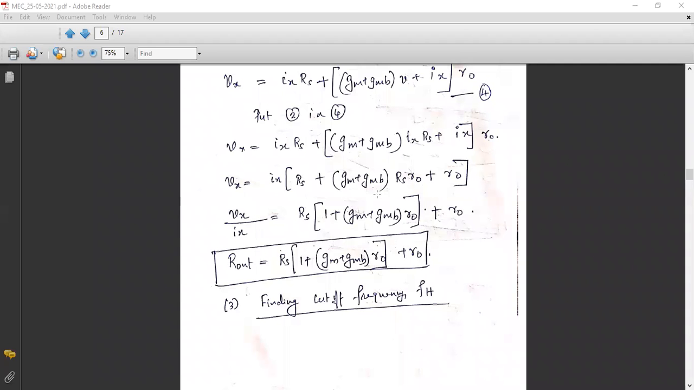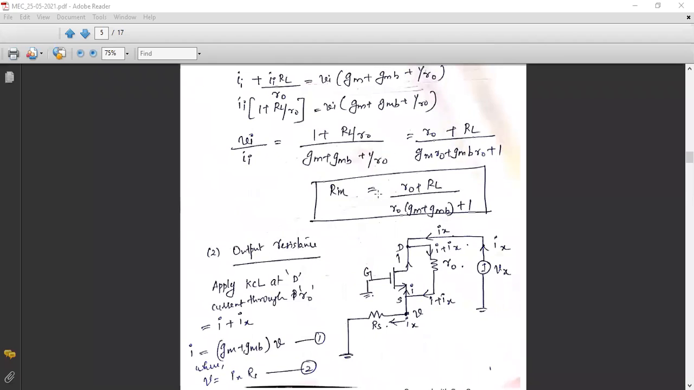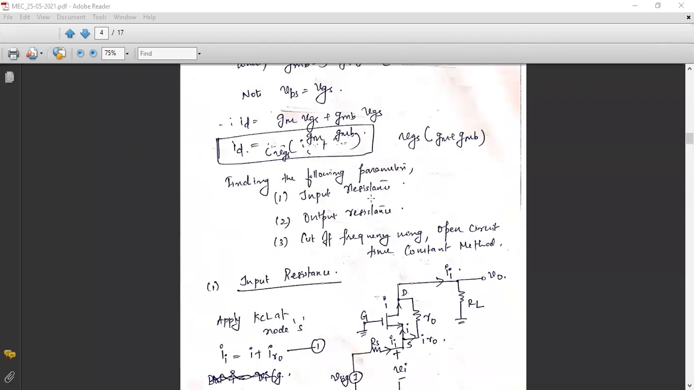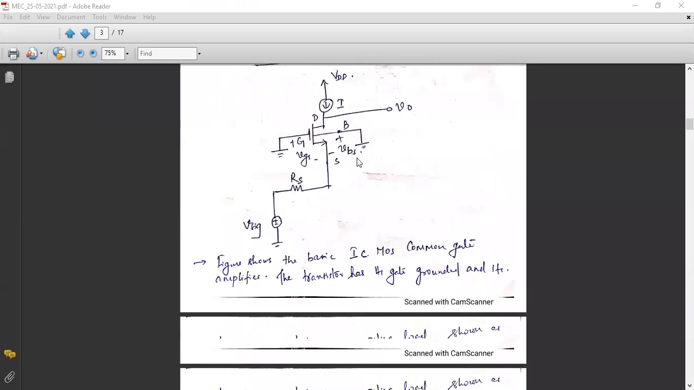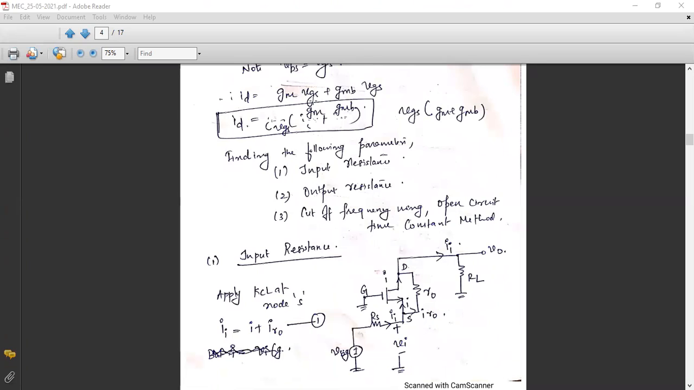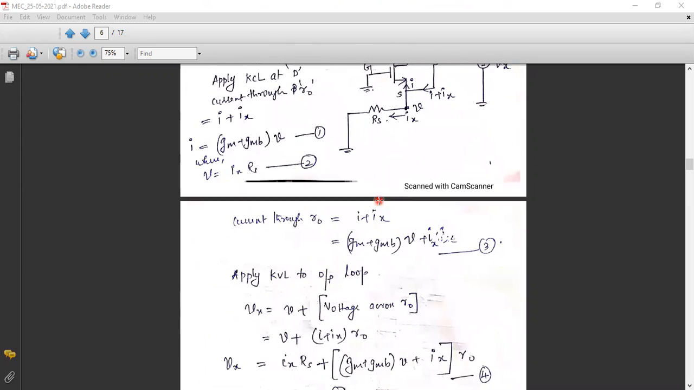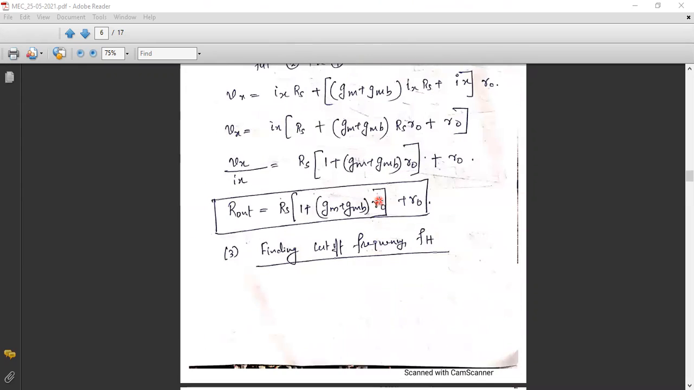In the last class, we discussed the common gate amplifier with active load, right? And we were deriving three expressions, that is input resistance, output resistance, and finally the cutoff frequencies. In order to find the cutoff frequencies, I told you we need the expressions for the input resistance and output resistance, and we derived them yesterday. So today we will check how we can derive the cutoff frequency equation.